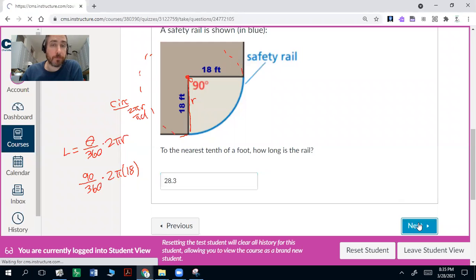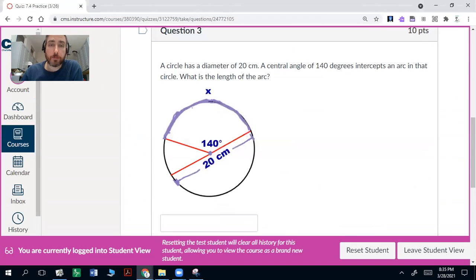Next question. A circle has a diameter of 20 centimeters. A central angle of 140 degrees intercepts an arc in that circle. What's the length of the arc? So let's write our formula out again. It's going to be 140, and that's the two radii that open up toward that arc. So that arc here highlighted in purple, 140 over 360. So that value of x is 140 over 360 times 2 pi r.